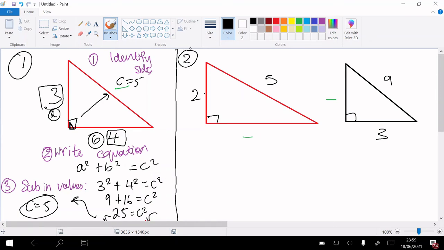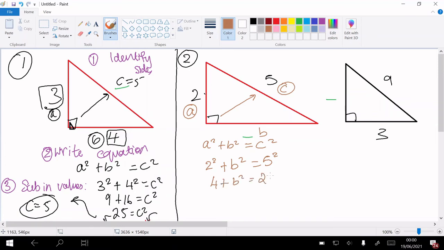So remember the steps. Identify the sides. In this case, the side opposite to the right angle is C, the other ones are A and B. Step 2, write down the equation, which is A squared plus B squared is equal to C squared. Now step 3, sub in the values, which is A, which is 2 squared plus B squared. We don't know what B squared is, so we're just going to leave it as it is. But we do know what C is, therefore it becomes 5 squared. So now if you simplify, we get 4 plus B squared is equal to 25.